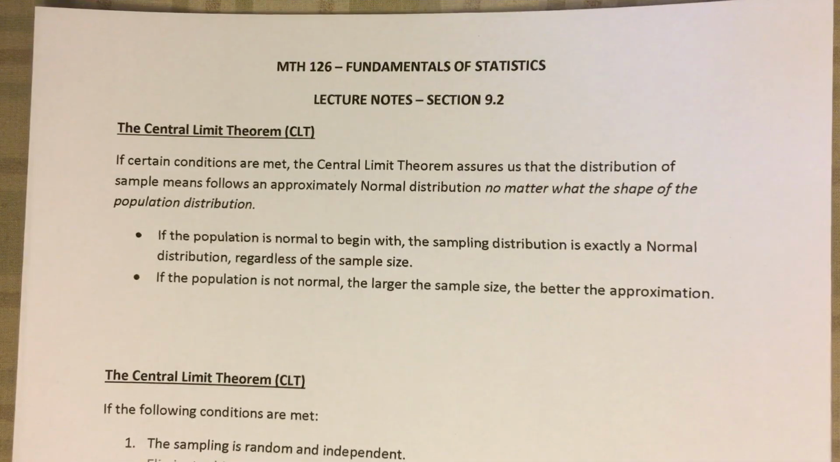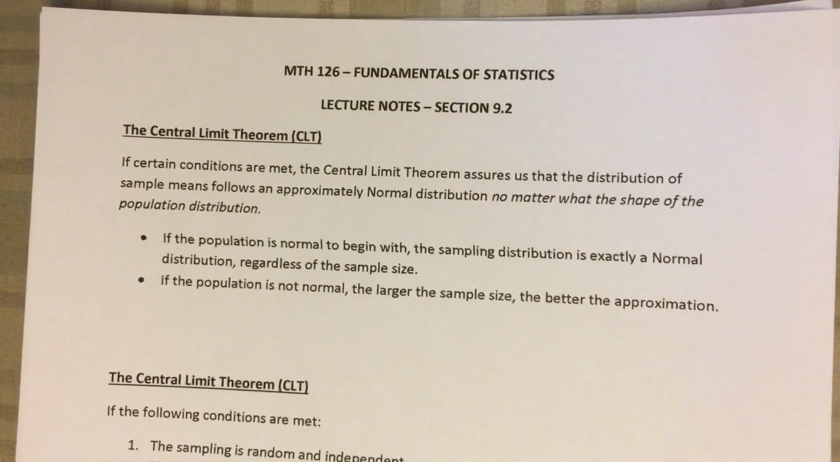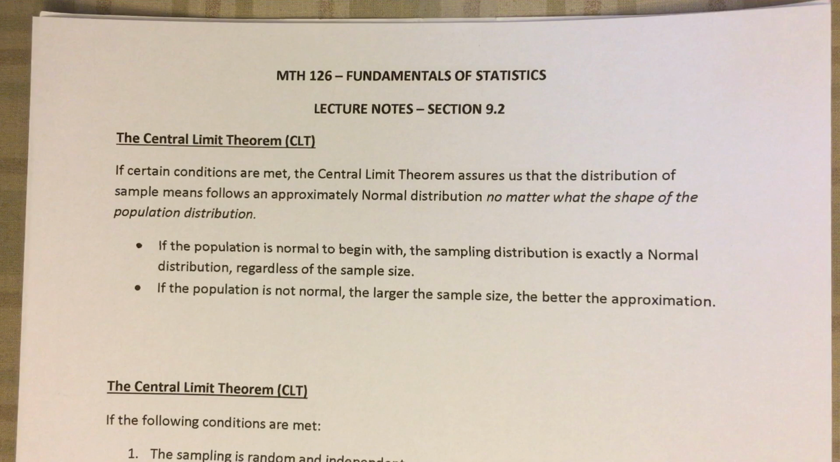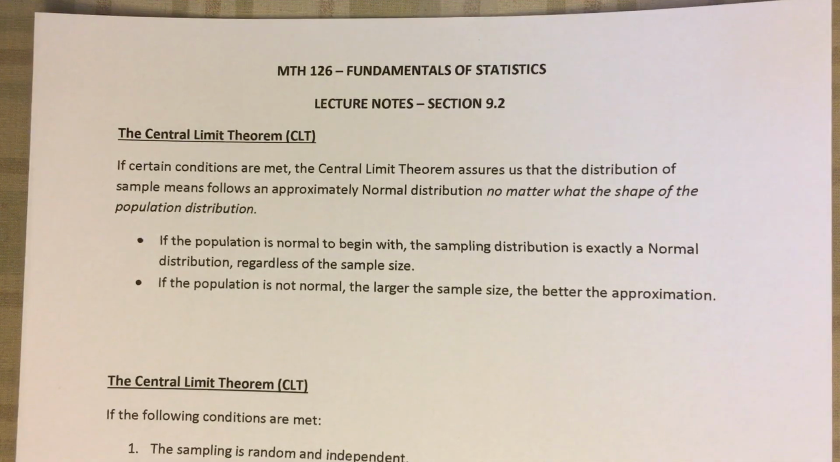Now we're going to revisit our central limit theorem. Again, we first saw our central limit theorem back in section 7.3. Our central limit theorem says if certain conditions are met, our distribution is approximately normal no matter what the shape of our original population distribution. So even though in that previous example our population distribution was nowhere close to being normal, when we looked at our samples, because they were large enough, because the conditions held, they were approximately normal.